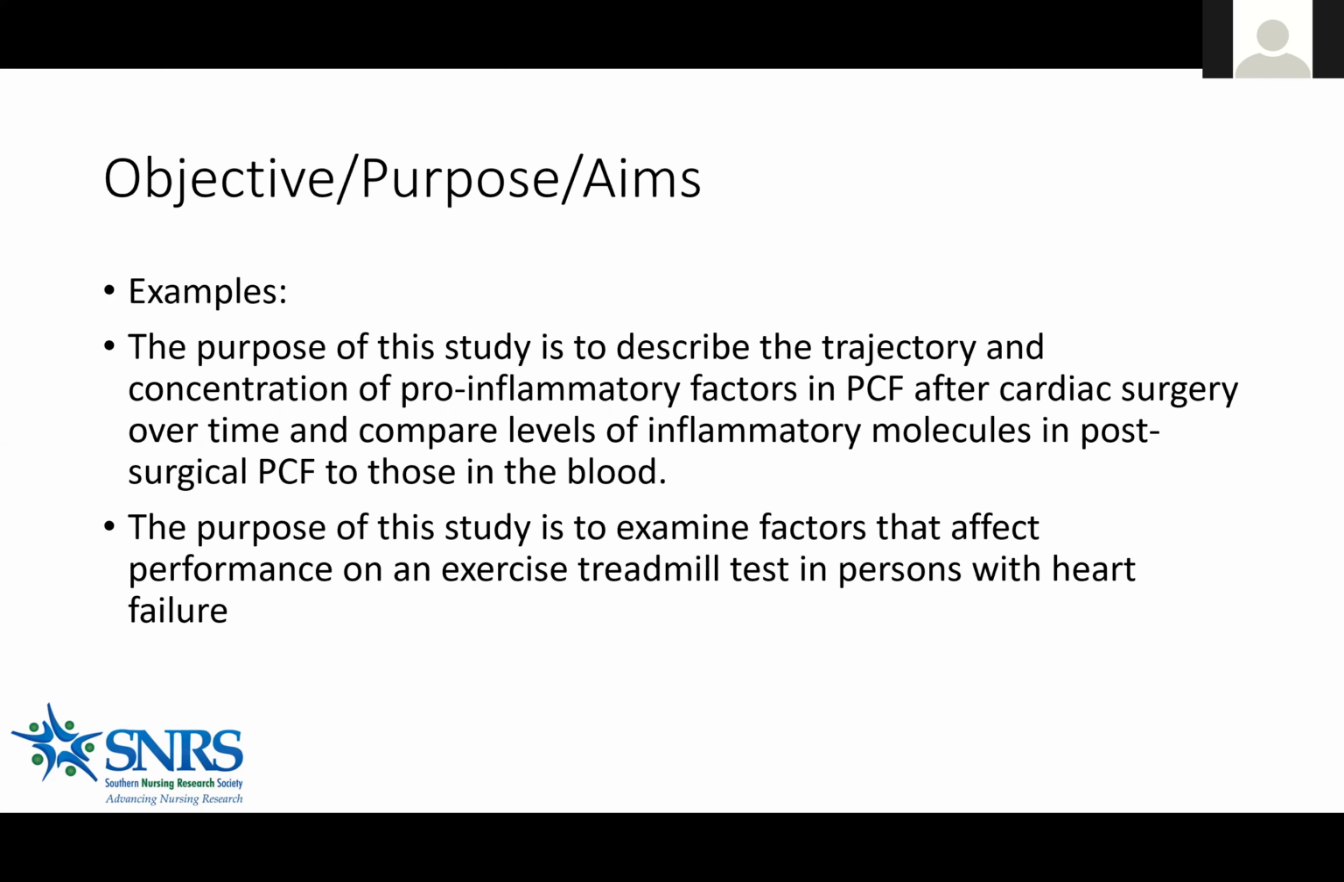Another example, the purpose of this study is to examine factors that affect performance on an exercise treadmill test in persons with heart failure. So that purpose should then be reflected in the rest of the abstract.